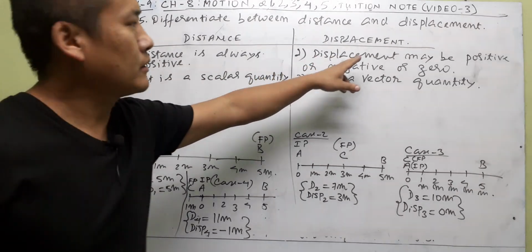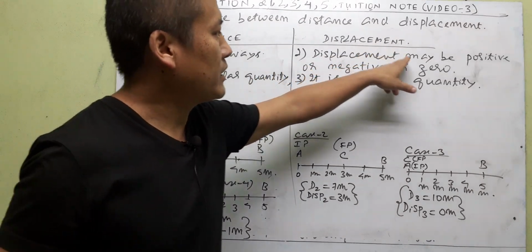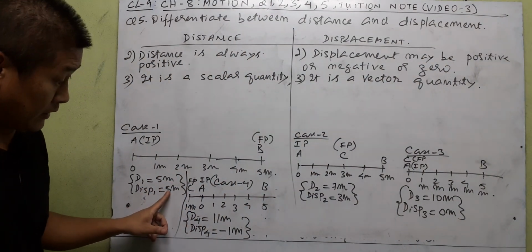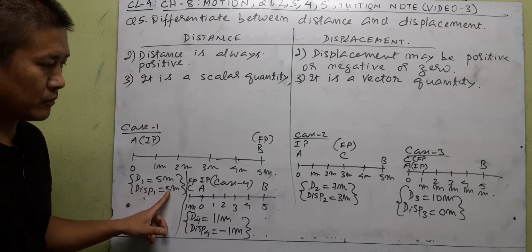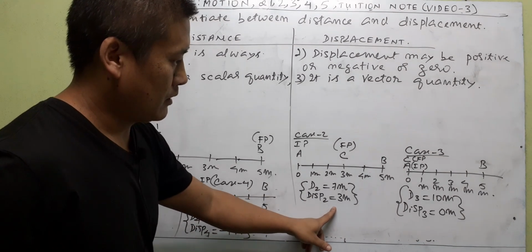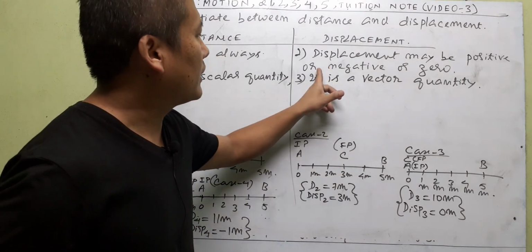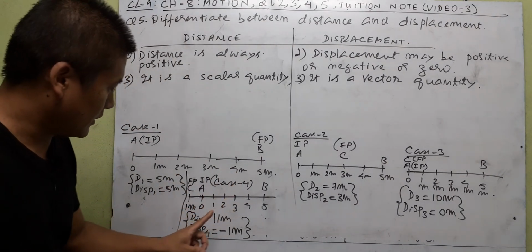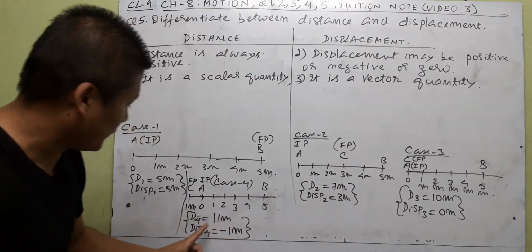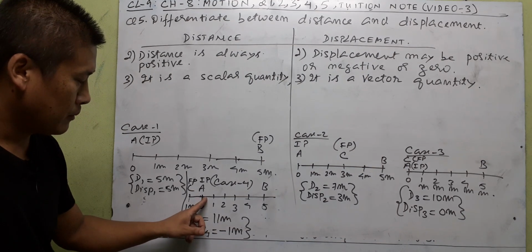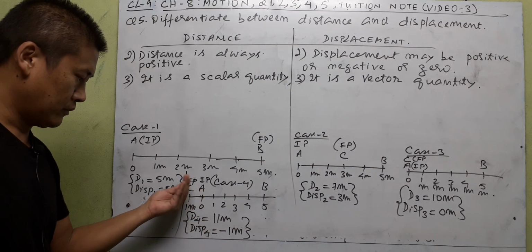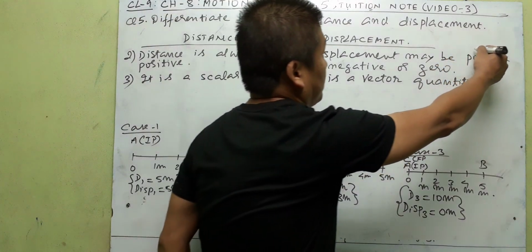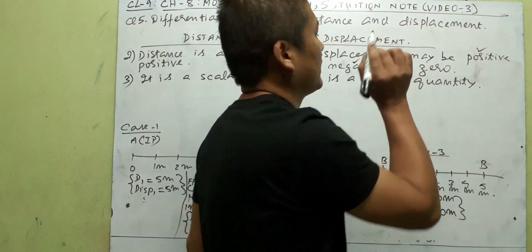Now let us read this. Yes, displacement may be positive. Let us check. Displacement +5. Yeah, it is possible for displacement to be plus. Here also plus, right? But not only that, it can also be negative. Let us see any displacement negative. Yes. In the case of case 4, where he swam beyond the starting point, to the left of the starting point, it was -1. So this is correct. Displacement can be negative.